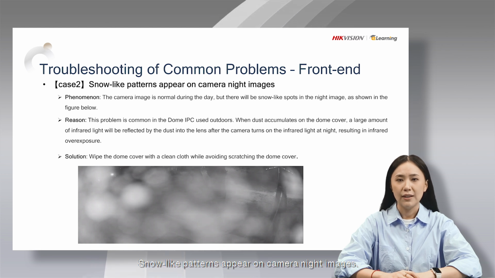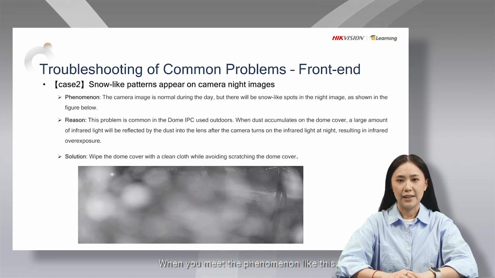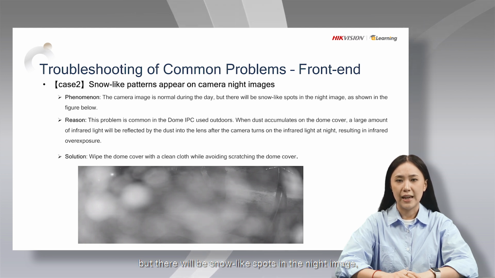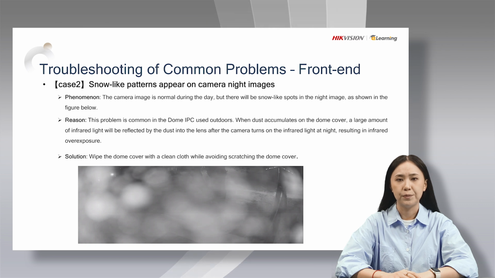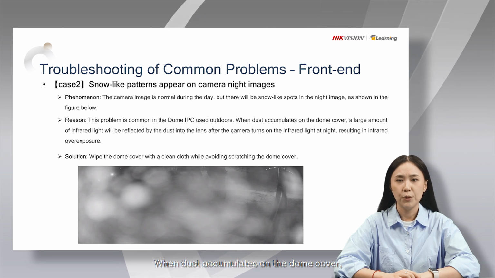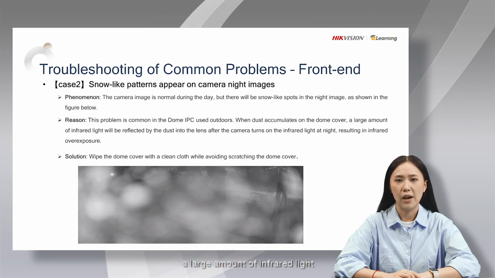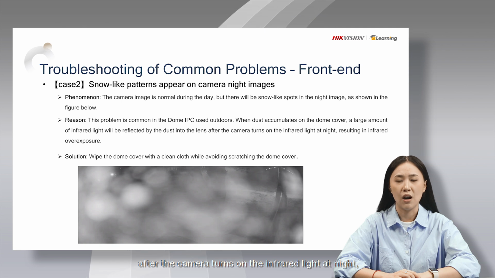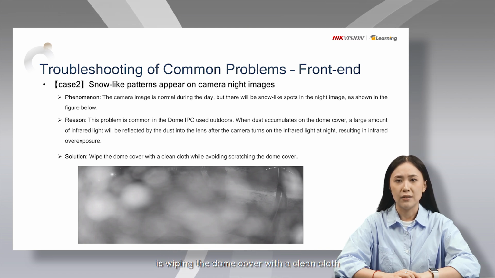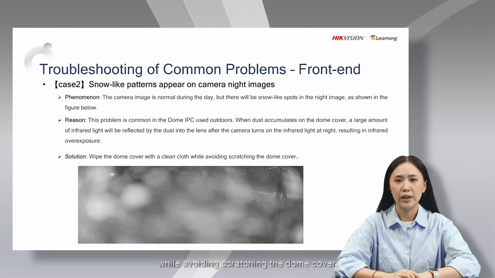Case 2. Snow-like patterns appear on camera night images. When you meet a phenomenon like this, the camera image is normal during the day, but there will be snow-like spots in the night image, as shown in the figure below. This problem is common in the dome IPC used outdoors. When dust accumulates on the dome cover, a large amount of infrared light will be reflected by the dust into the lens after the camera turns on the infrared light at night, resulting in infrared overexposure. The efficient solution to the problem is wiping the dome cover with a clean cloth while avoiding scratching the dome cover.